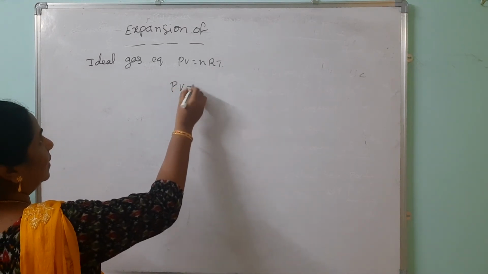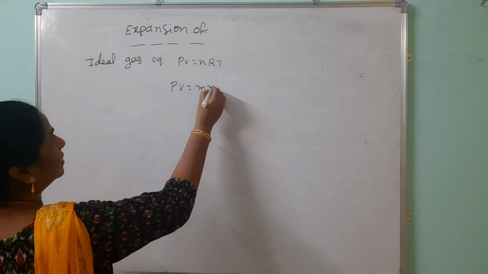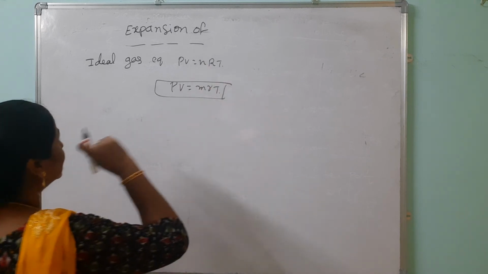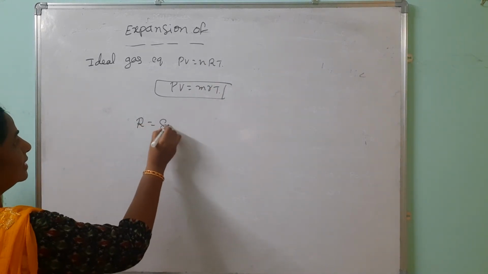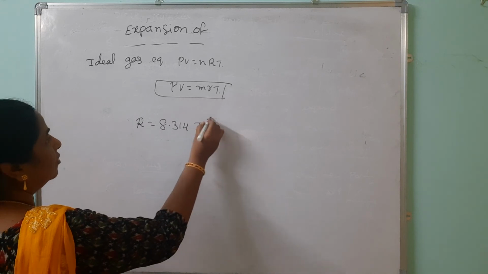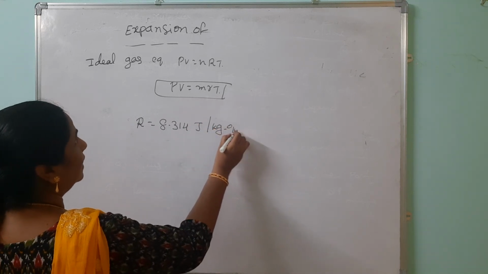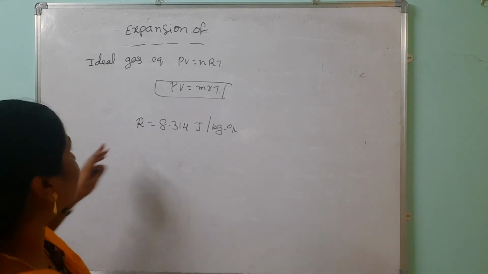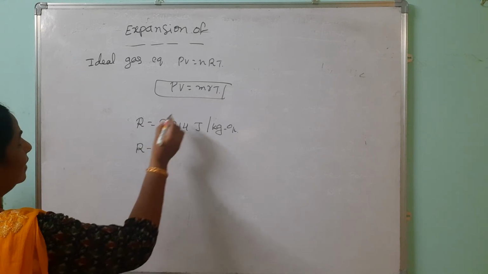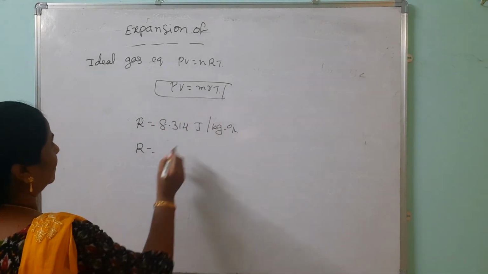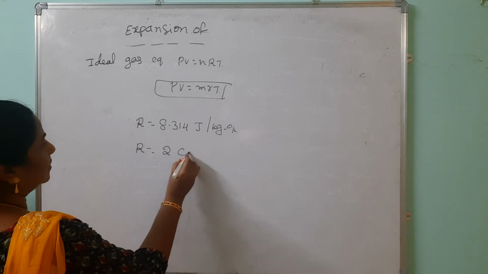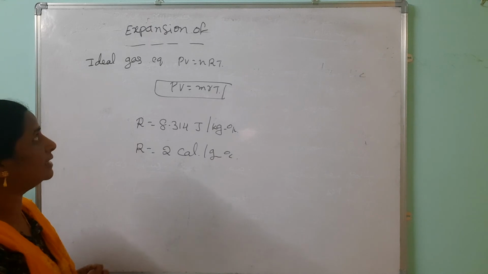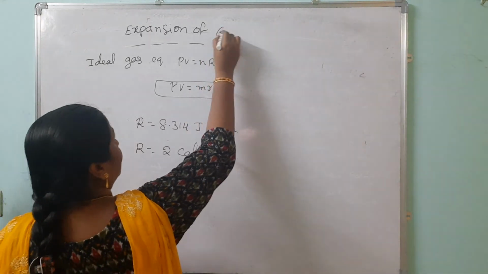Otherwise we can take it PV equals to mrT also. So this small r is the specific gas constant and this R is the universal gas constant. This R value is 8.314 joule per mole degree Kelvin, and this small r is expressed in terms of mass of the gas, in terms of grams. Here R we can take approximately 2 calories per mole degree centigrade also. So this is about the expansion of gases.